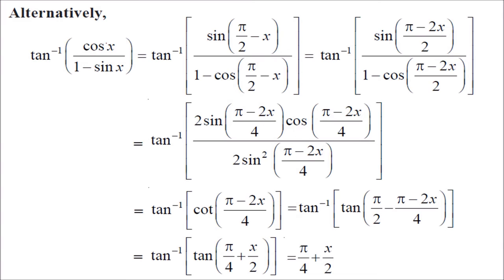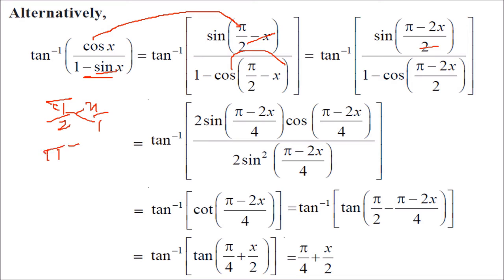There is another method also which you can employ. Tan inverse cos x by 1 minus sin x. For this cos x, you can write sin pi by 2 minus x. For this sin x, you can write cos pi by 2 minus x, because cos pi by 2 minus x is sin x and sin pi by 2 minus x is cos x. So this will be, what this will be? You can solve it. Pi minus 2x by 2, and this pi by 2 minus x is pi minus 2x by 2.